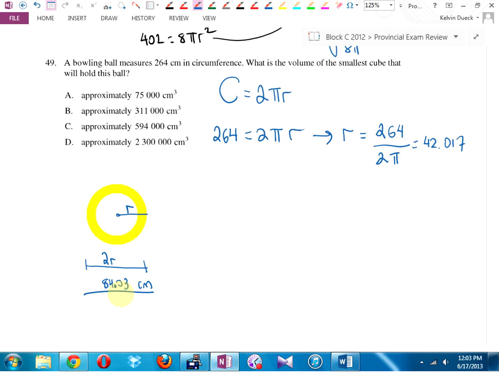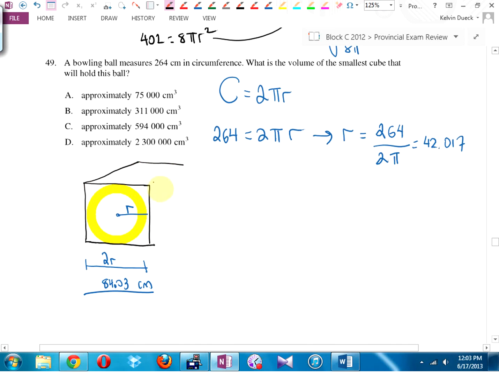I think the smallest cube that they're talking about would be something that looks kinda like that. Yes? Where the front part is 84.03. How long is this side? 84.03 because it's a cube. How long is this side? 84.03 because it's a cube. So how can I calculate the volume of that cube?